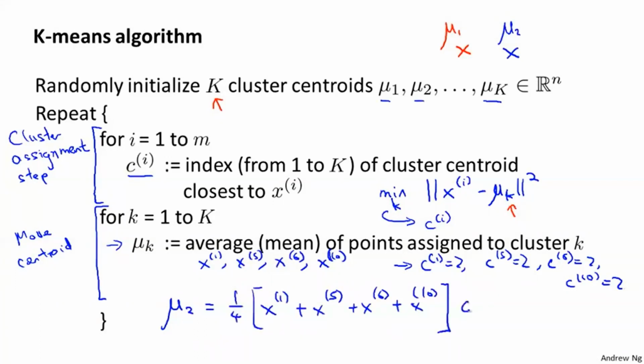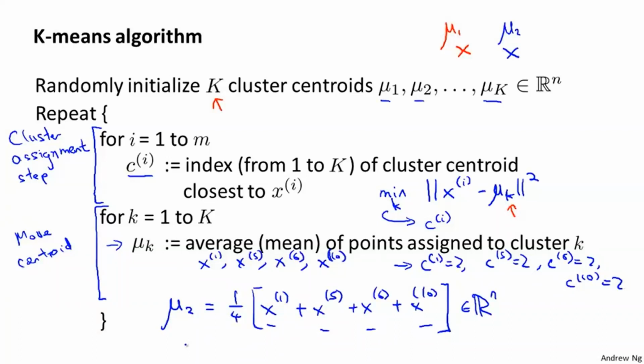Now mu2 is going to be an n-dimensional vector, because each of these examples, x1, x5, x6, x10, is an n-dimensional vector. When I add up these things and divide by 4, because I have 4 points assigned to the cluster centroid, I end up with my move centroid step for mu2, and this has the effect of moving mu2 to be the average of those 4 points listed here.